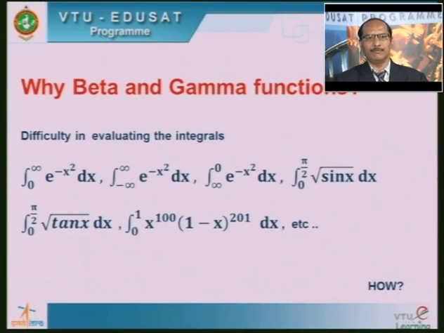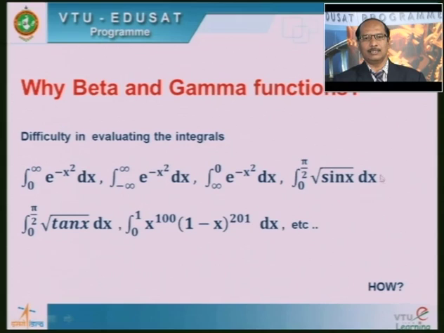We see many difficulties in evaluating integrals. For example, to evaluate the integral from 0 to infinity of e raised to minus x square dx, analytically it is very difficult. Even the integral from minus infinity to plus infinity of e raised to minus x square dx is not possible to integrate directly. Another example, the integral from 0 to 90 degrees of square root of sin x is not possible to evaluate by other known standard integration methods. Even root tan x is difficult to evaluate.